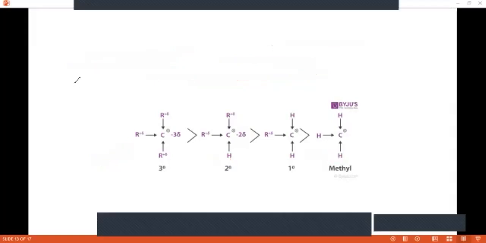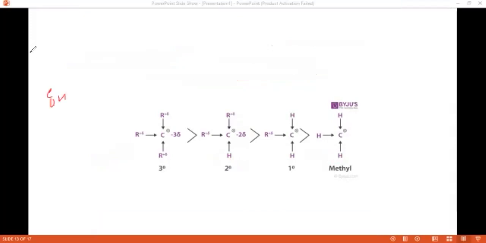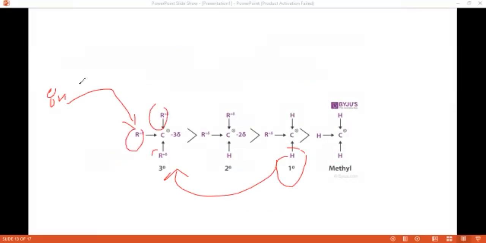Hence, the attack of the nucleophile is sterically hindered when the crowding of alkyl groups increases from the primary to tertiary halides. The attack of the nucleophile on the carbon atom is not possible because more steric crowding takes place adjacent to the carbon atom.